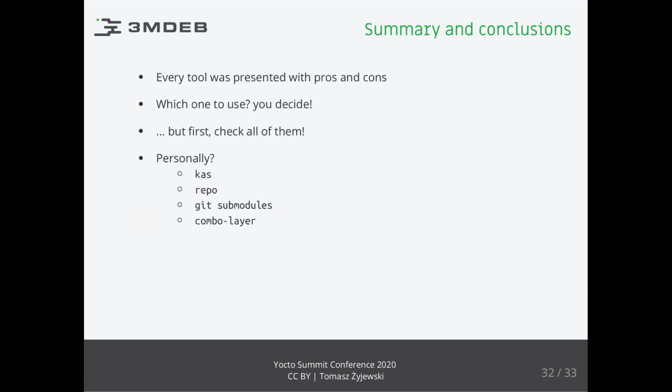So, summary. Each tool is presented with an overview of the pros and cons. I think that such a preliminary description will allow everyone to judge which of the tools suits them best. I encourage you to try each of them and learn about their pros and cons for yourself. Remember that these are only tools, and you need to know them well to be able to evaluate them yourself. In my personal opinion, the best tool is Kas because using it, I can prepare not only the layers but the whole build environment.